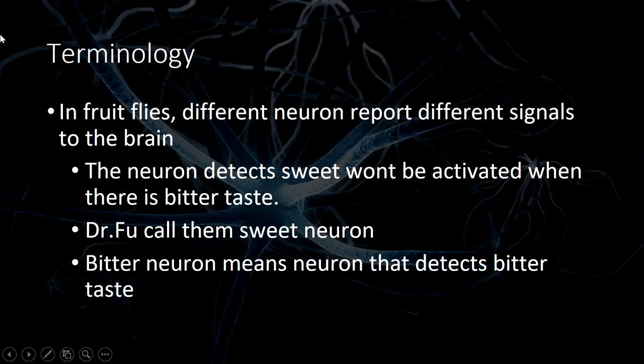All right, let's talk about some terminology before we move to the next step. First, in fruit flies, different neurons report different signals to the brain. The neuron that detects sweet will not be activated when there's a bitter taste. So Dr. Fu called these neurons sweet neurons. Same thing for bitter neurons: by saying bitter neuron, I mean the neurons that detect a bitter taste. So, sweet neurons and bitter neurons.